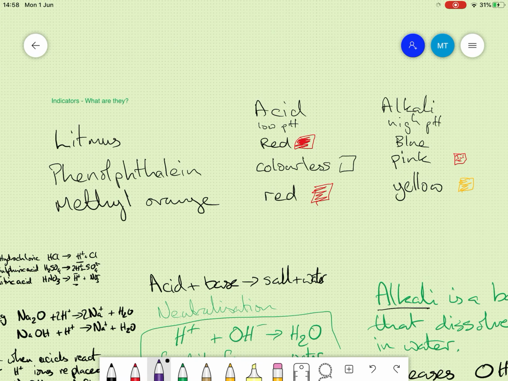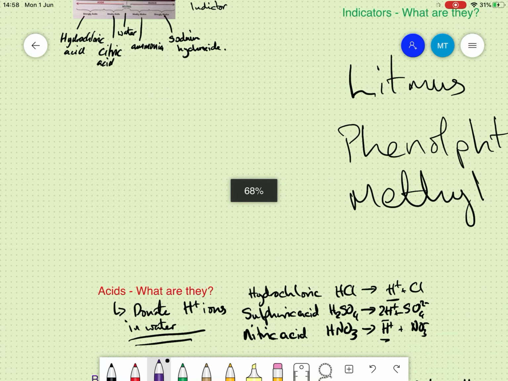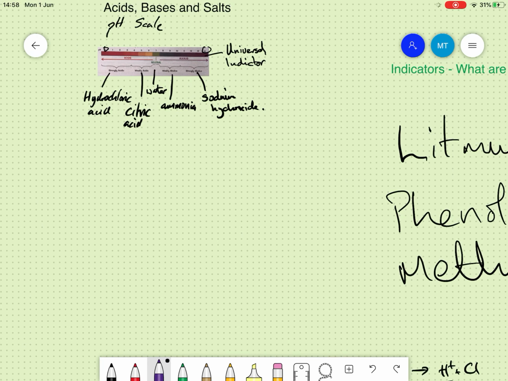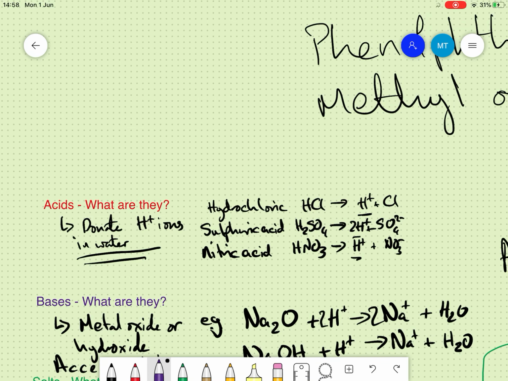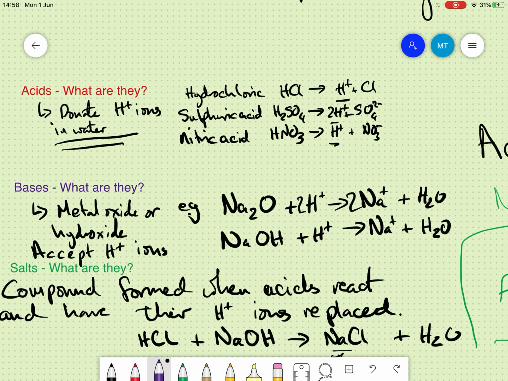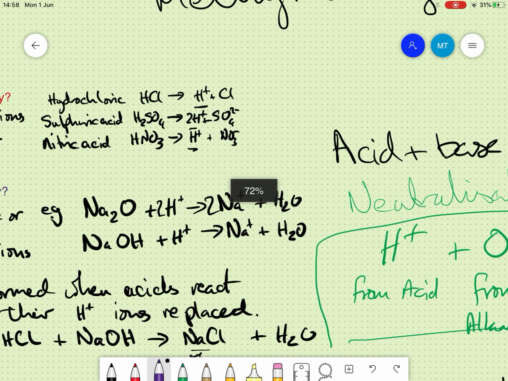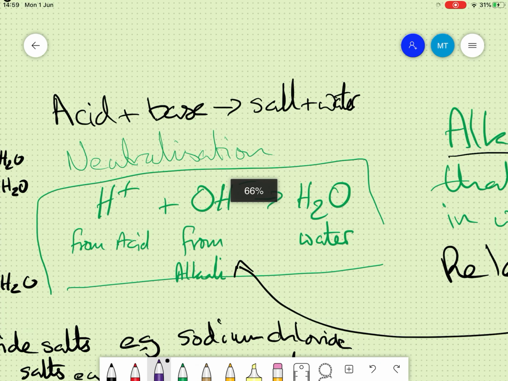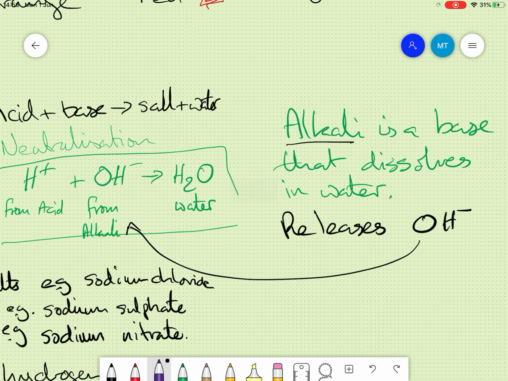Okay, so things we need to know. pH scale for acids and alkalis and examples. What is an acid? The fact that they donate H+ ions in water, and 3 acids. Okay, hydrochloric, sulfuric and nitric acid and their formulae. What a base is? Something that accepts H+ ions. And what an alkali is from a base, which is a soluble base. Alkalis release OH- ions in water.